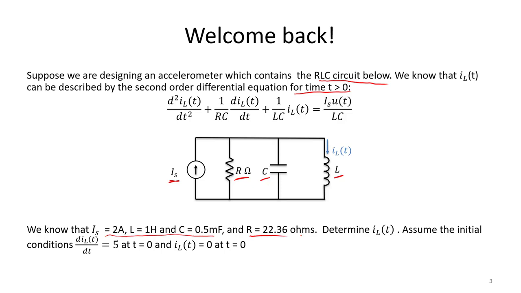So here we're asked to determine our inductor current IL of t for time t is greater than 0. We are also told we can assume the initial conditions, dIL/dt is 5 at time 0, and our inductor current IL of t is 0 amperes at time t equals 0.